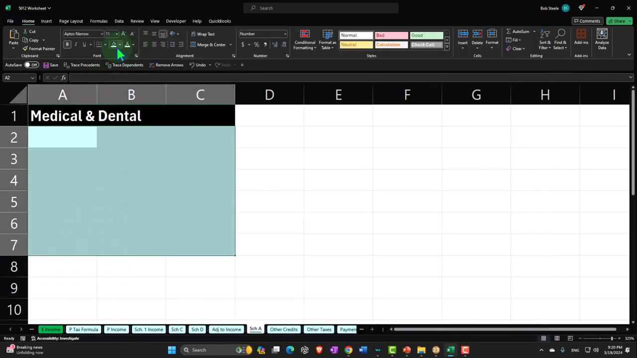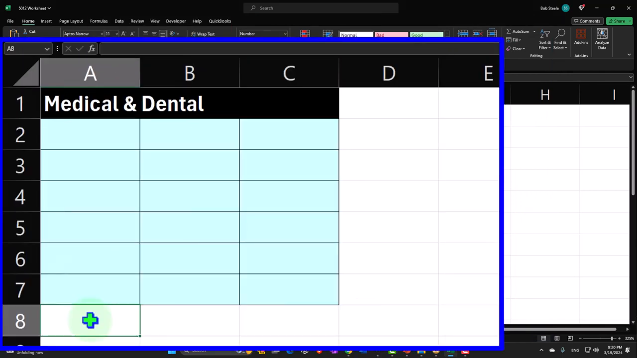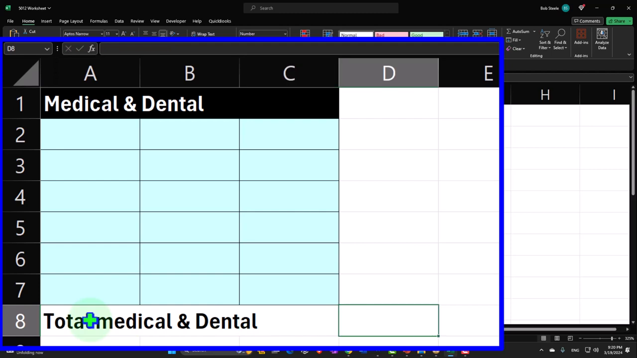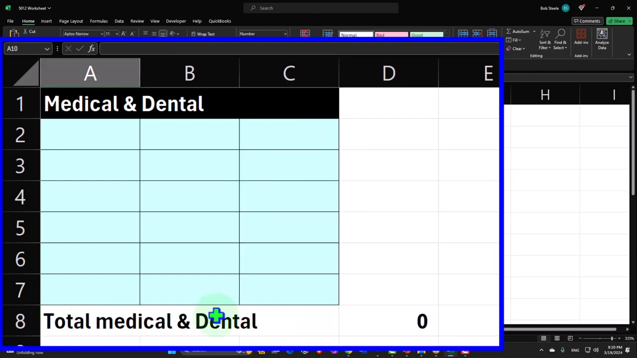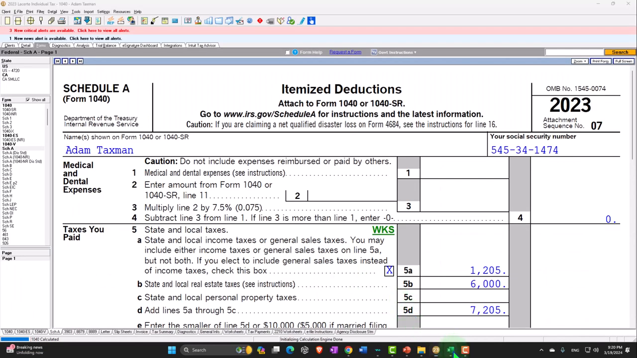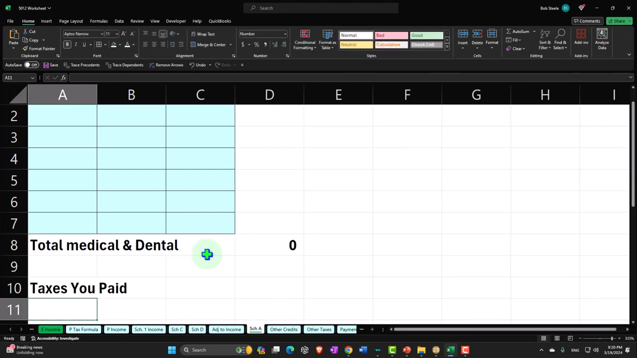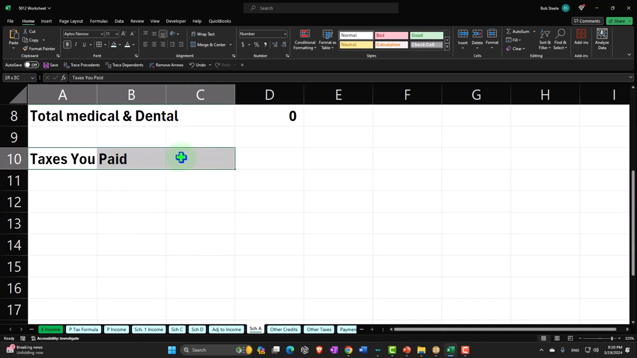And then let's border it. And then I'm going to say this is total medical and dental. Summing it up in the outer columns, sum it up. And then we're going to say the next category, taxes you paid. And let's make that black and white.